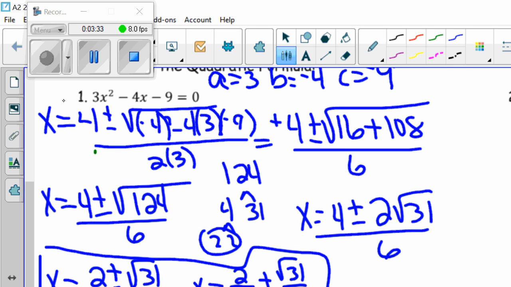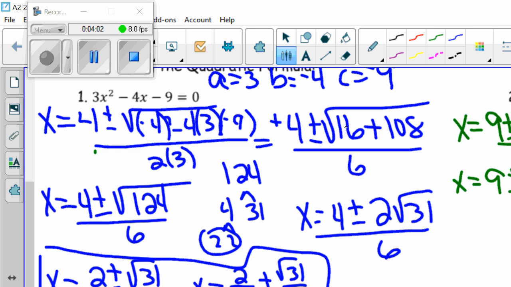So we would identify a, b, and c. So a is 1, b is negative 9, and c is 27. And then we just plug those numbers into the formula. So x equals 9 plus or minus the square root 9 squared minus 4 times 1 times 27, everything divided by 2 times 1. And again, let's simplify what we have underneath the radical.